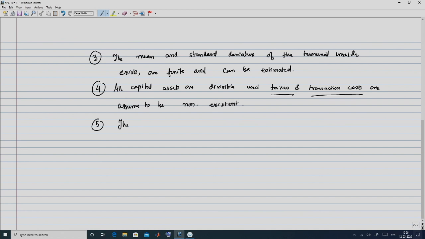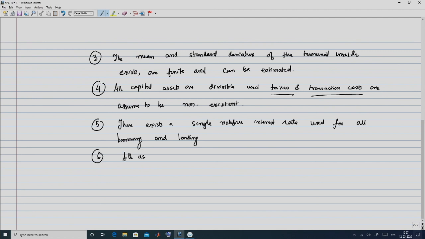Five, there exists a single risk-free interest rate, that means a single value of R subscript F introduced in the last class, and which is used for all borrowing and lending. Six, all assets, including human capital, are marketable.